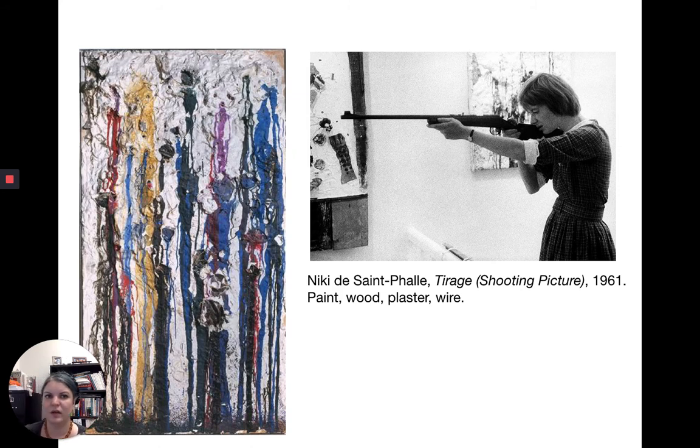So Niki de Saint Phalle comes up with this idea called tirs, T-I-R-S, which is the French word meaning shot, like you shoot a gun. And so she comes up with these paintings called tir paintings, and she paints them from 1961 to 1963 or 4.